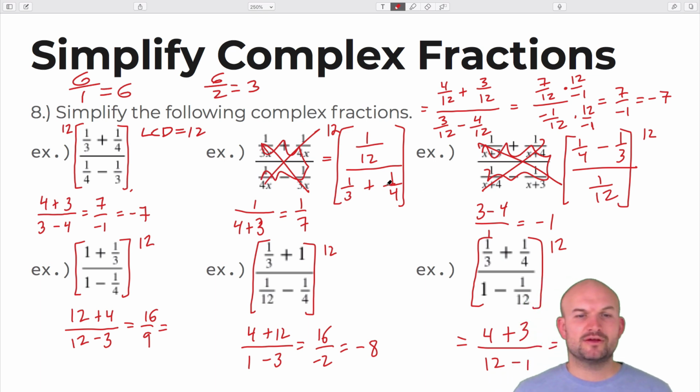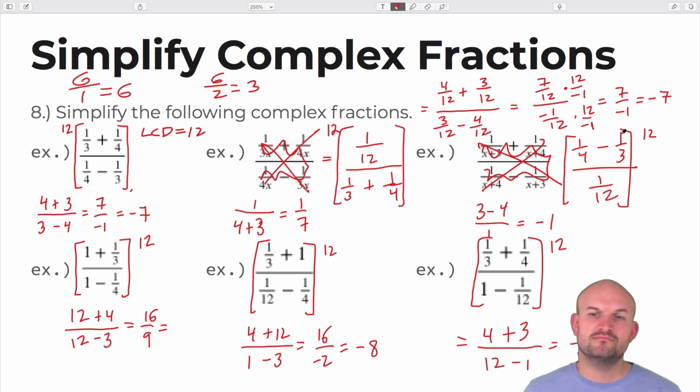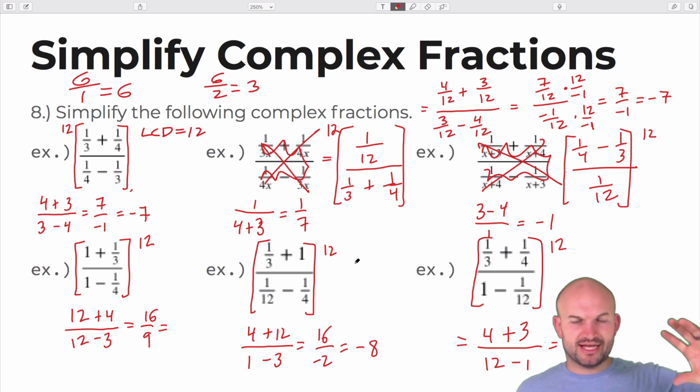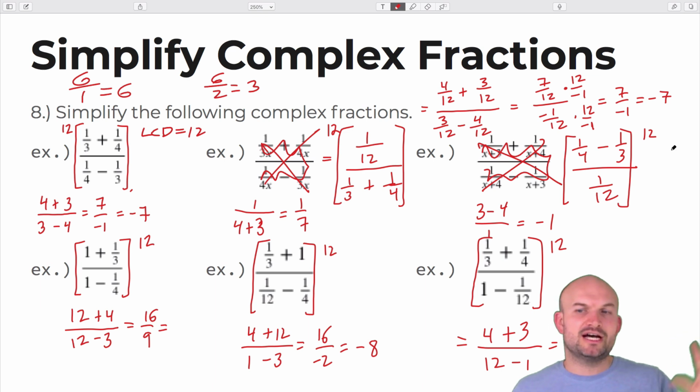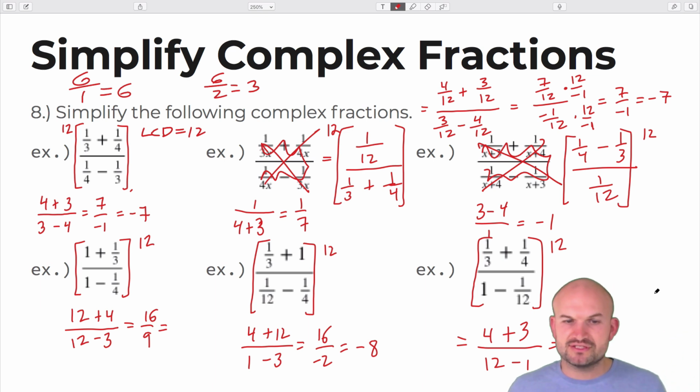And again, just following the same operation, multiply everything by 12, multiply everything by 12, multiply everything by 12. And the important thing is, what I want you to look at is every single problem. When I multiplied everything by the LCD, which in this case was 12 every single time, notice how I only got one simple fraction, right?